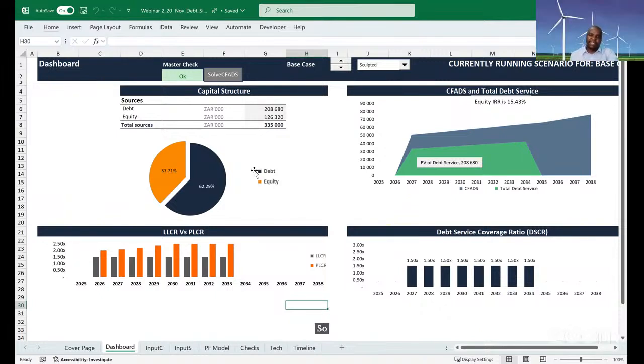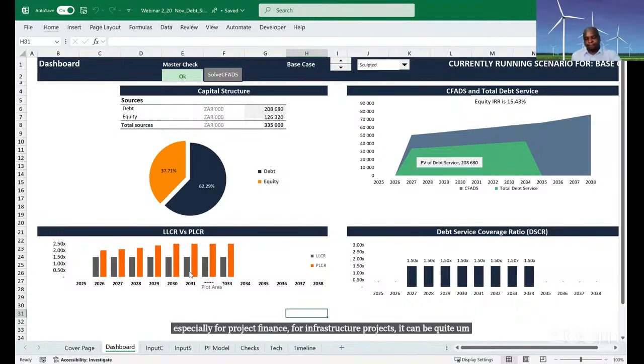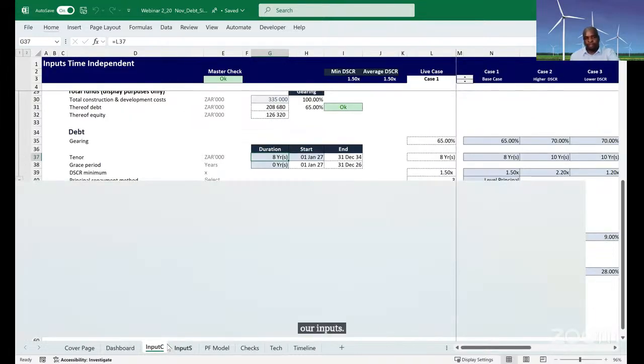So basically, the model that I'm presenting here is just for illustrative purposes. In real practice, a financial model, especially for project finance, for infrastructure projects, can be quite complex, but in this particular case, we've just made it for presentation purposes. You shall see that we have the dashboard. Then we have another sheet that is our inputs. Then we have input C, where we put our constants.